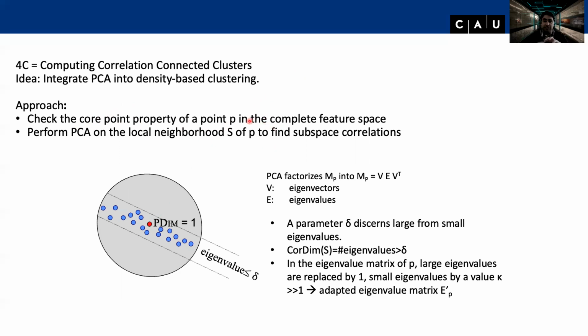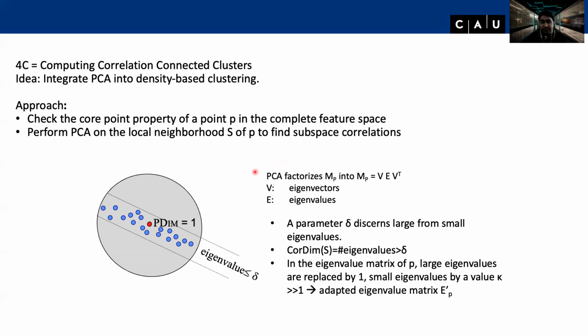Then, after having this local neighborhood, because we look at this object within a certain neighborhood, there we apply PCA on the object P with its neighborhood, and this is the local part. So we apply PCA on the local neighborhood S of this point P to find subspace correlations.